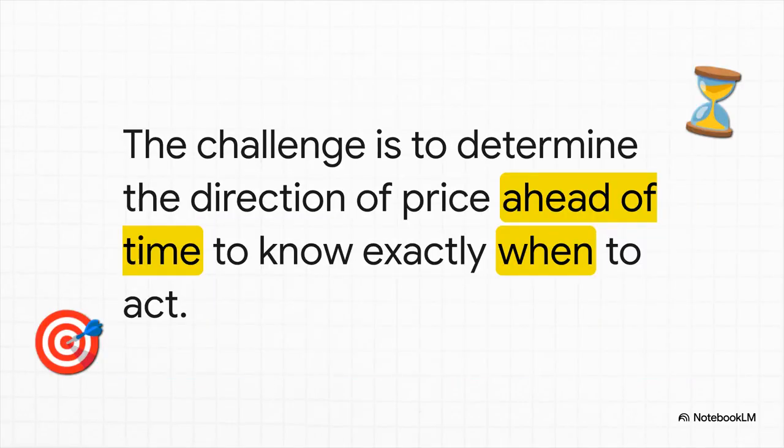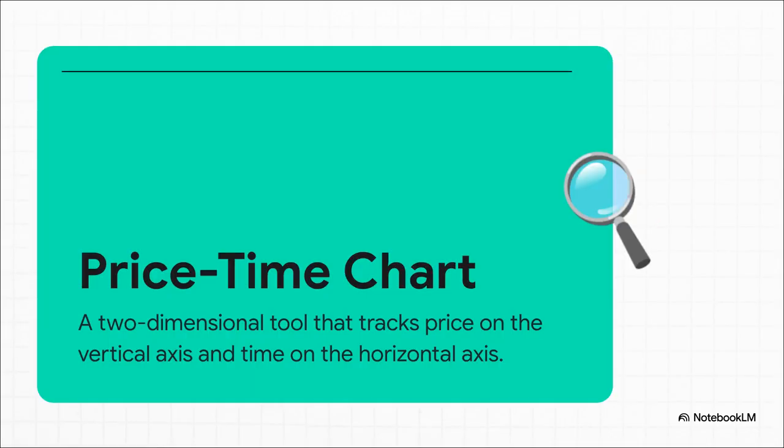So yeah, here's the real kicker. The thing that makes this so hard. You have to predict the future. You have to figure out where the price is going to go before it happens, so you know when to make your move. And that, as you can imagine, is a massive challenge. So how on earth do traders and analysts even begin to try and do that? Well, they start with a really fundamental tool, the price time chart. It's just a simple two-dimensional graph. On the vertical, or y-axis, you've got price, and across the horizontal, or x-axis, you've got time. This simple chart is the canvas where all technical analysis happens.